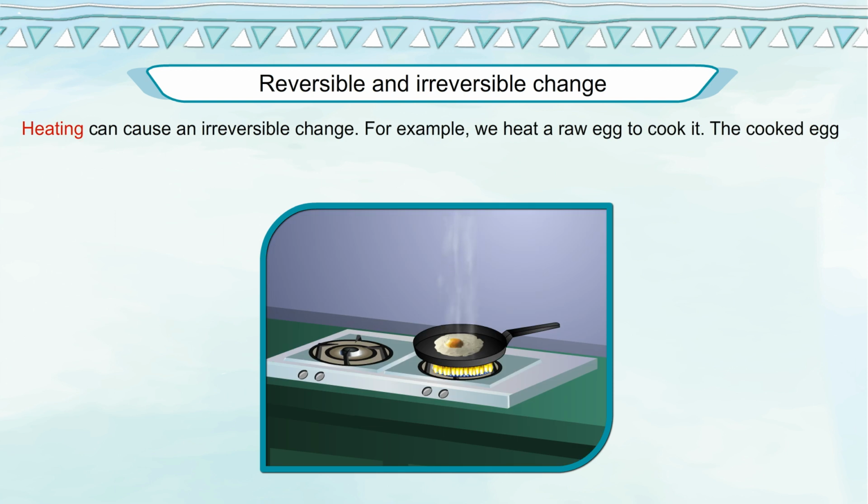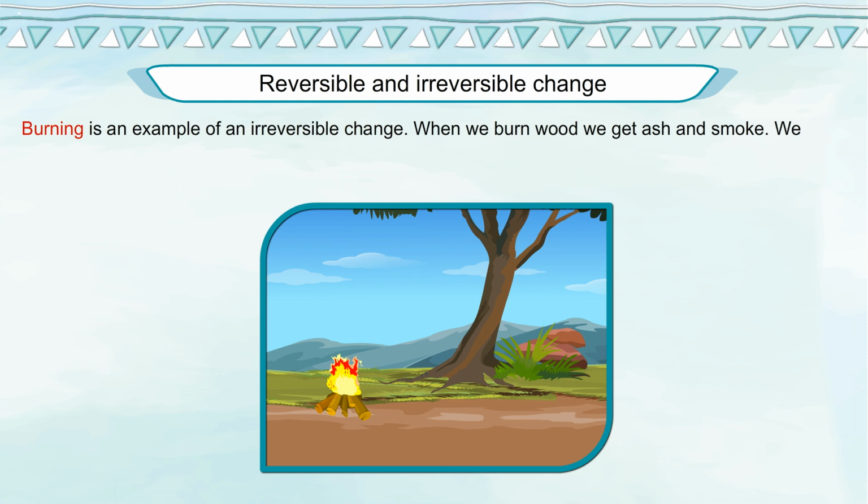Heating can cause an irreversible change. For example, we heat a raw egg to cook it. The cooked egg cannot be changed back to a raw egg again. Burning is an example of an irreversible change. When we burn wood, we get ash and smoke. We cannot change the ash and smoke to wood again.